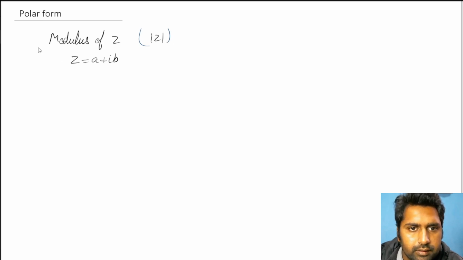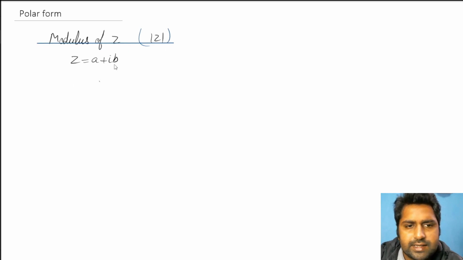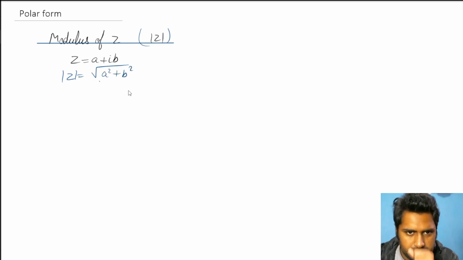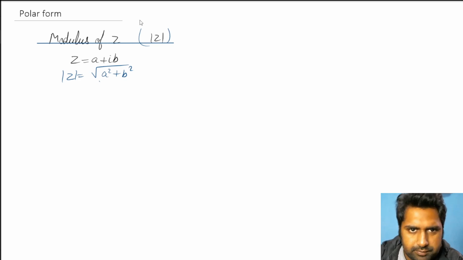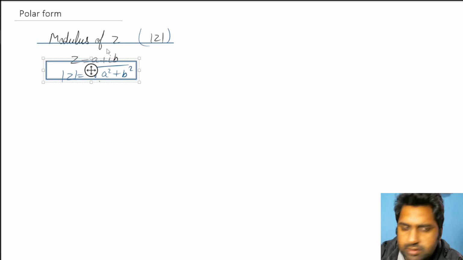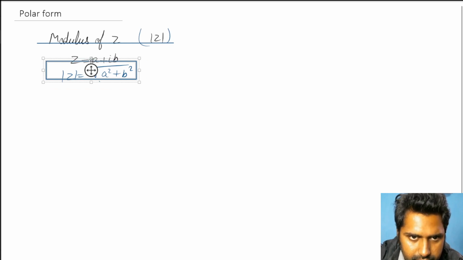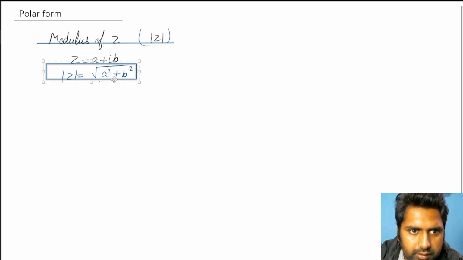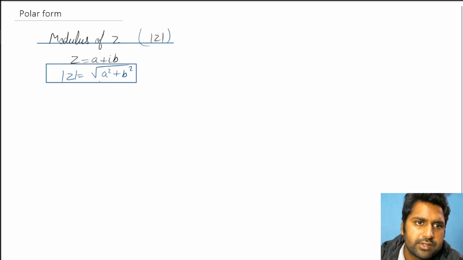Let me put the heading like this, modulus of z. Okay, so z is a plus iota b, then mod z is nothing but square root of a square plus b square. Right now this is just a straightforward formula. I'll explain you the meaning of this when we'll talk about the polar form. For now, this is the formula. Mod z is square root of a square plus b square.